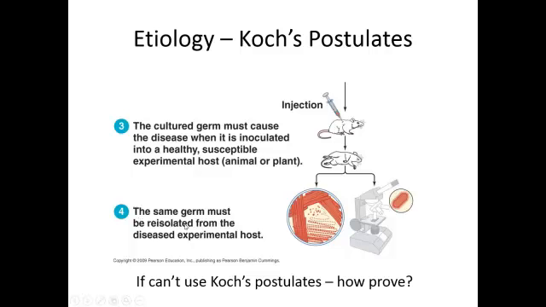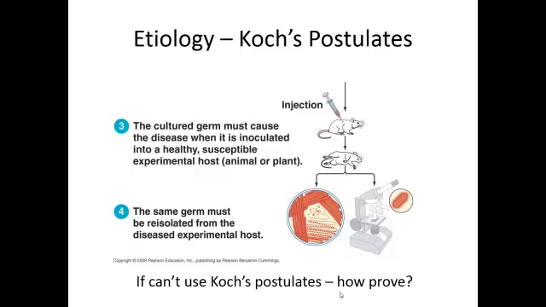And the same germ must be re-isolated from the diseased experimental host. Using these postulates, Koch was able to identify the infectious etiological agent of anthrax, tuberculosis, and cholera, just to name a few. Now, there are some diseases where we can't use Koch's postulates.